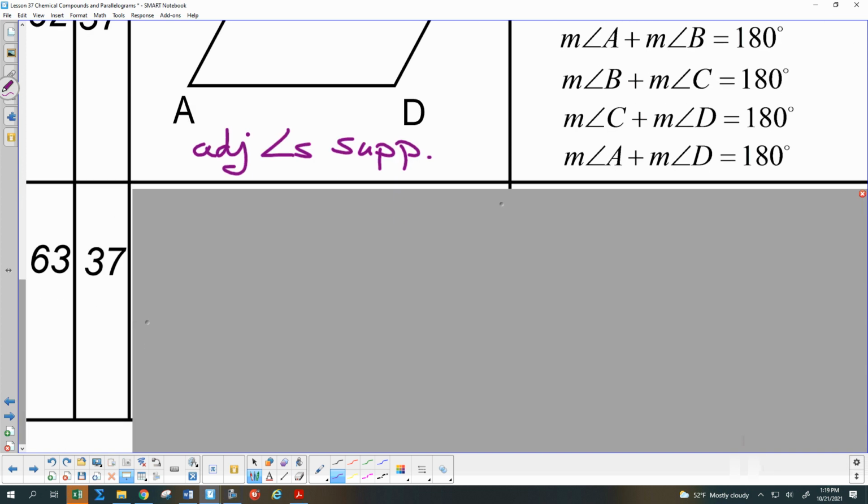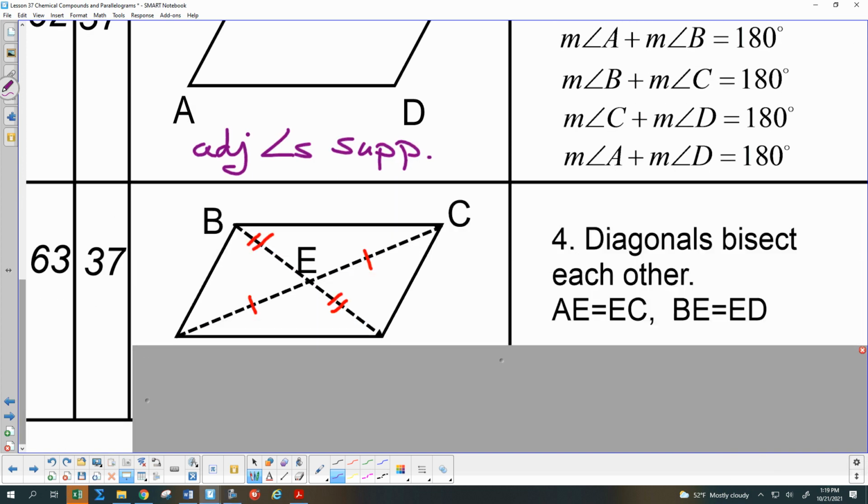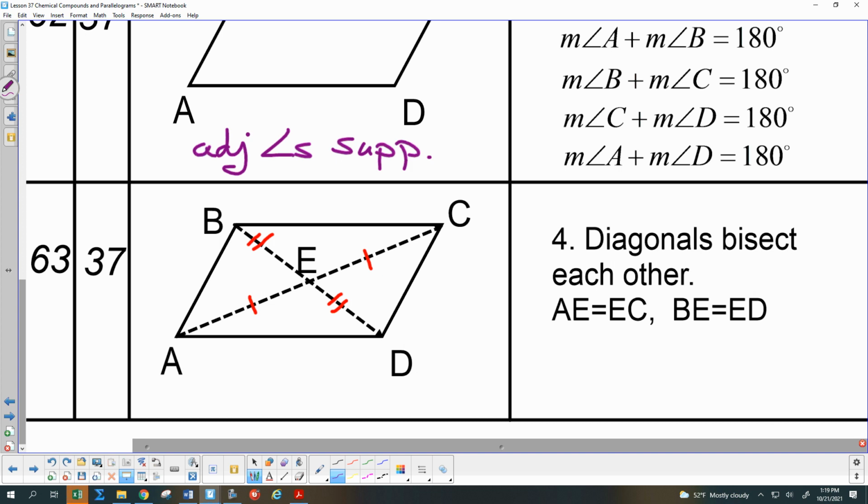For our last property, we're going to do something a little bit different here. We are going to draw the diagonals. So we're going to take those opposite angles and connect them with diagonals. The diagonals are usually not the same length. If you look at that, doesn't it look like AC has to go farther than BD? So the diagonals themselves are not the same length. But they cross in the middle, and they cross in a special way.